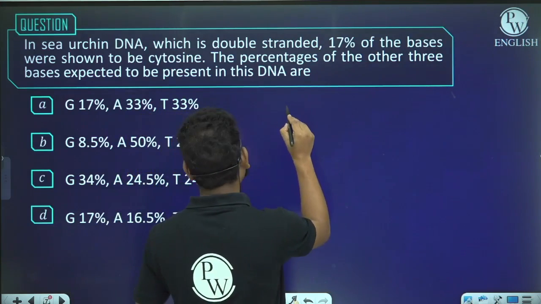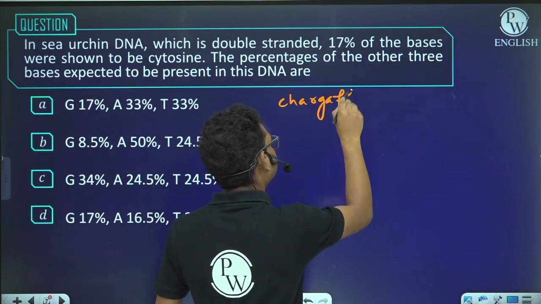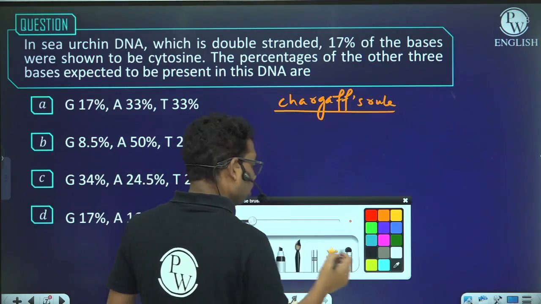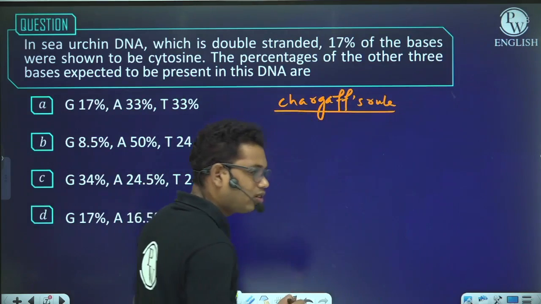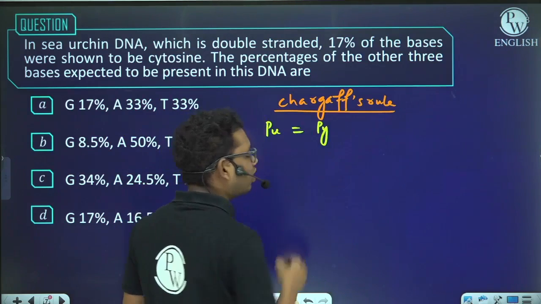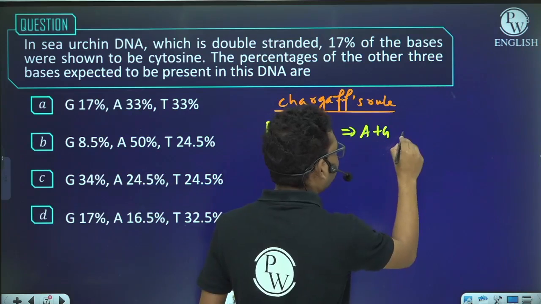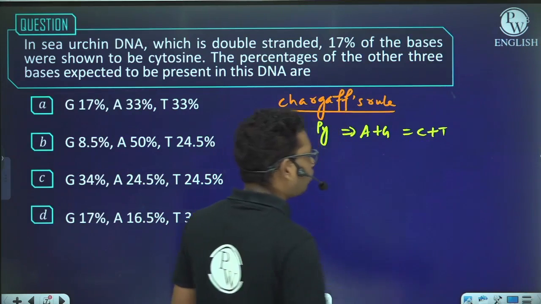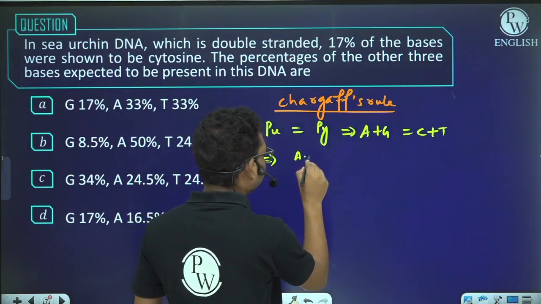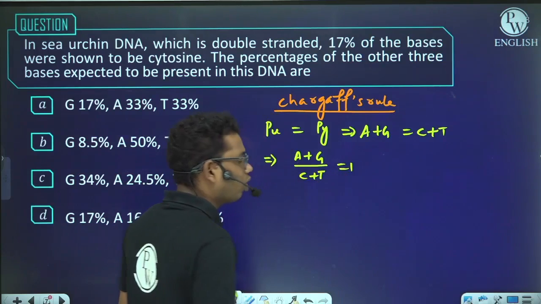Chargaff's rule says that in a double stranded DNA, the amount of purine is equal to the amount of pyrimidine. So the total amount of purine is equal to the total amount of pyrimidine. What are purines? The purines are adenine and guanine. So adenine plus guanine is equal to cytosine plus thymine. Okay. So I can also write that A plus G upon C plus T will be 1. It will be always 1.